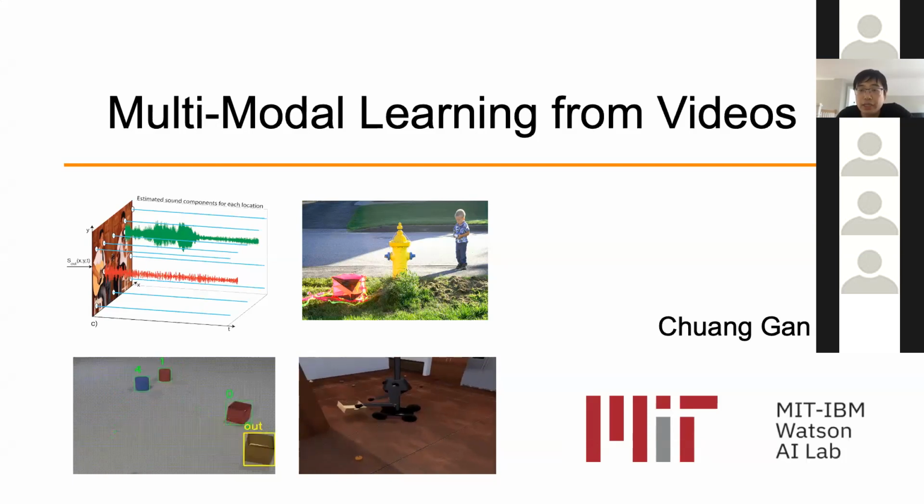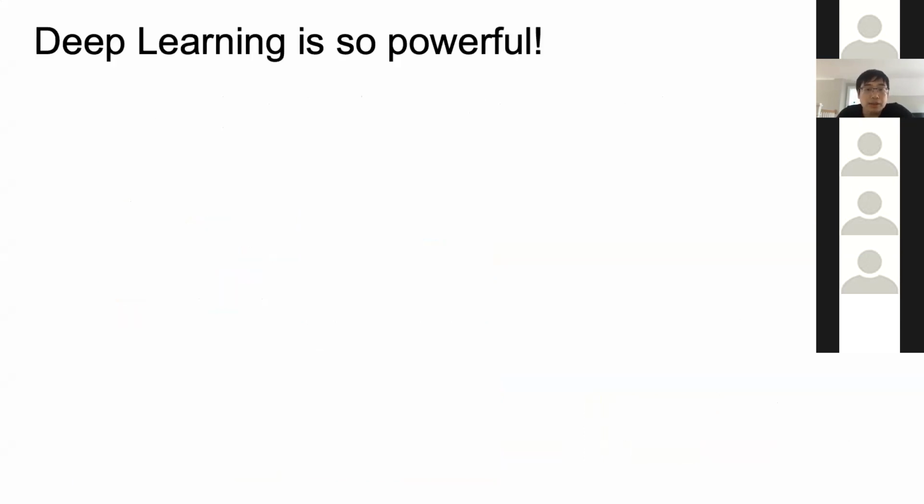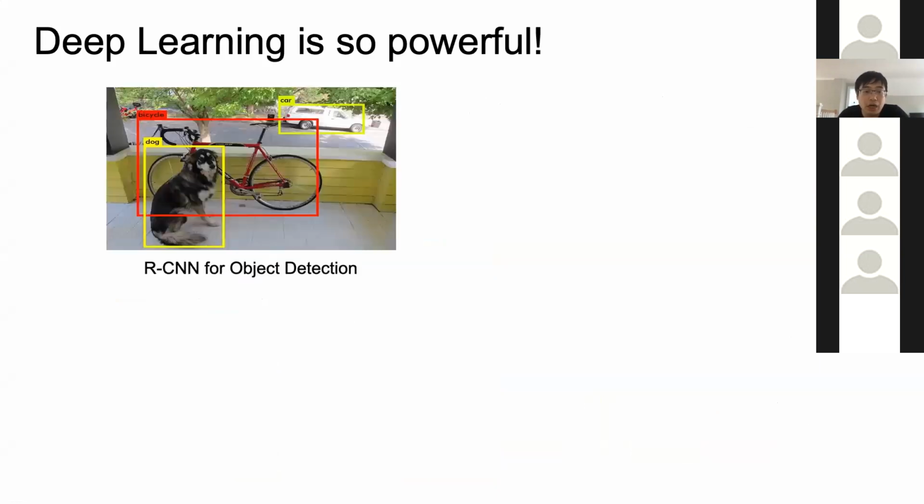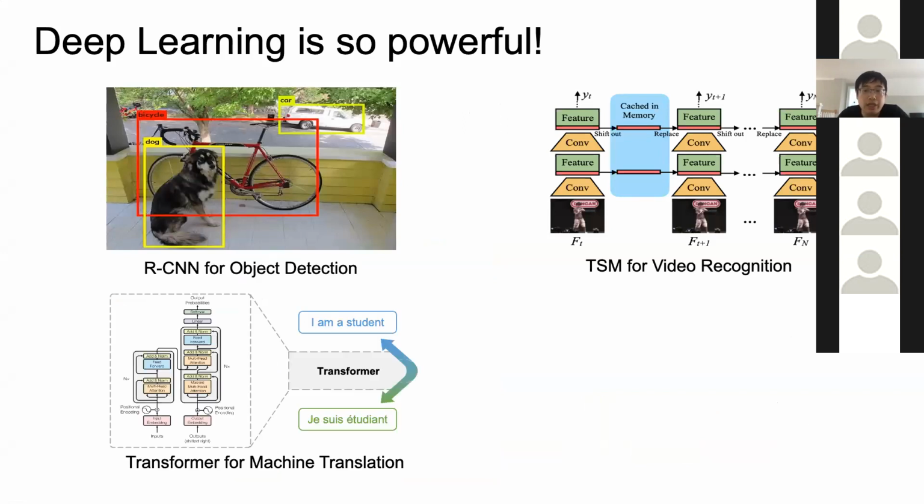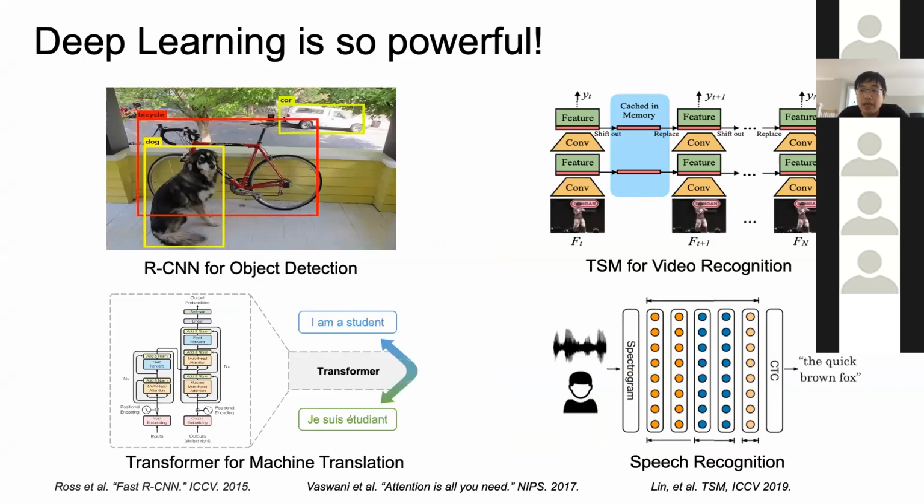So it's very exciting to give this talk, as well as to introduce our team's efforts on multimodal learning from video. Deep learning, end-to-end, has revolutionized many real-world applications, including traditional object detection, video recognition, machine translation, as well as speech recognition. And some of the recent systems actually even achieve performance on par with humans.